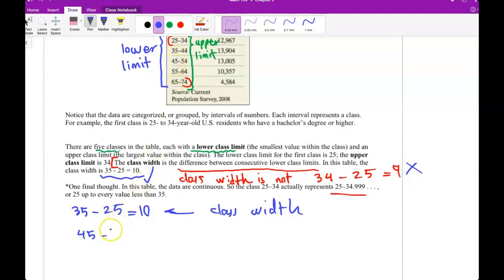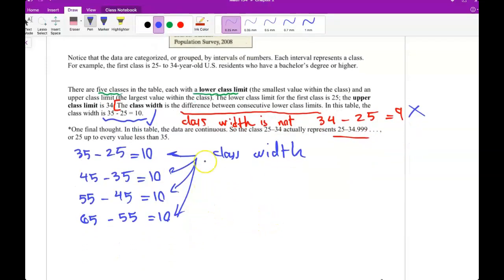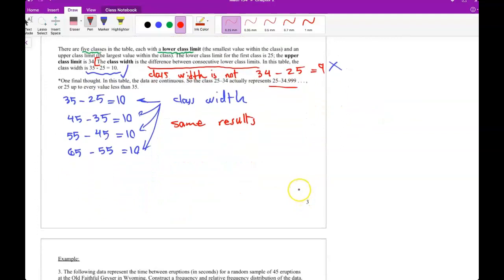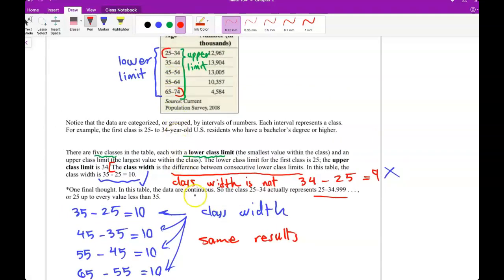Now I have 45 minus 35, again 10, and 55 minus 45. For all of these, we should have the same answer. The last one, 65 minus 55, here again is 10. So we have the same results regardless of what classes you choose. But the point is, those should be consecutive.